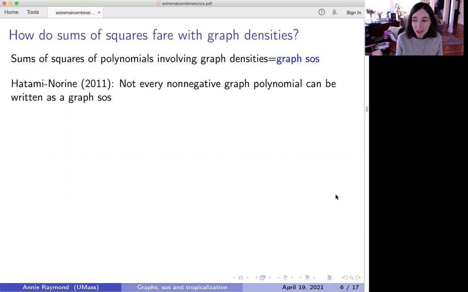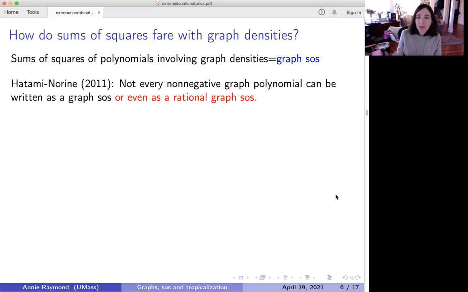It's what we expected. However, what was more surprising is that they showed that it cannot even be done as a rational graph sum of squares. So this is the opposite of the Artin result. So this was a first surprise.